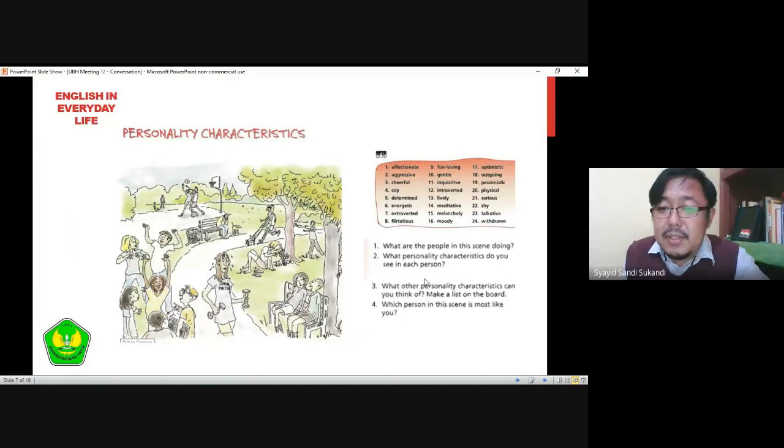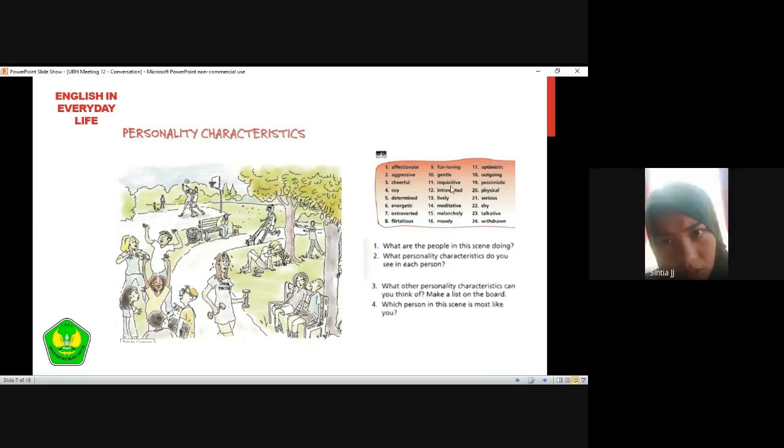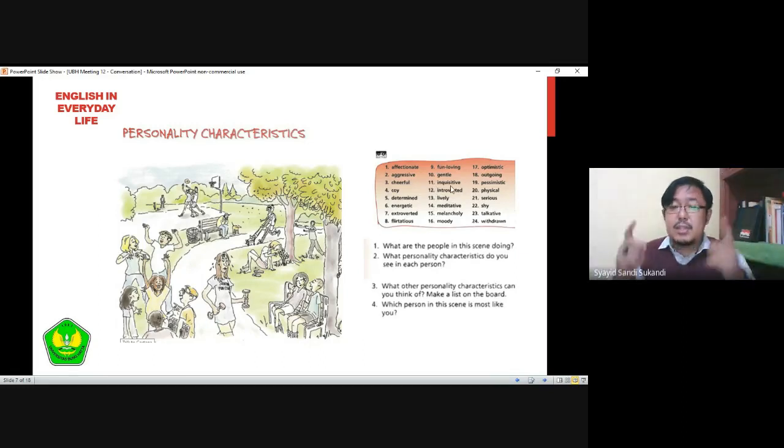Okay. Intro. This is the word number 12. Introverted. And then what else? What other words that you know? What number? 11. Yes. Inquisitive. Inquisitive means it relates to inquiry. Dia punya rasa tahu, ingin tahu yang tinggi. That's kepo. Inquisitive. Ya, kepo.